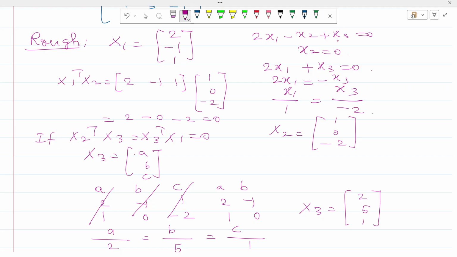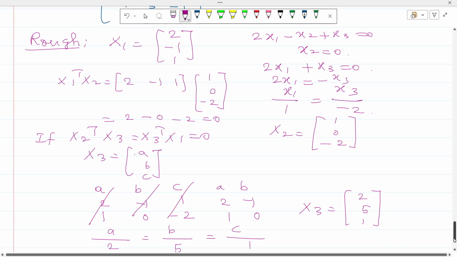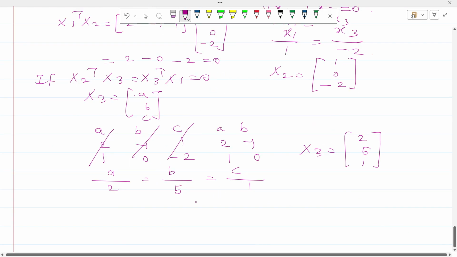In case if you are taking x3 equal to 0, see, that eigenvector is not unique for any eigenvalue. It is repeated, so we are not able to predict that. Because some person may take x1 equal to 0, some person may take x2 equal to 0, some person may take x3 equal to 0. At the time, we will get different eigenvectors for x3. Okay, that procedure is able to understand?